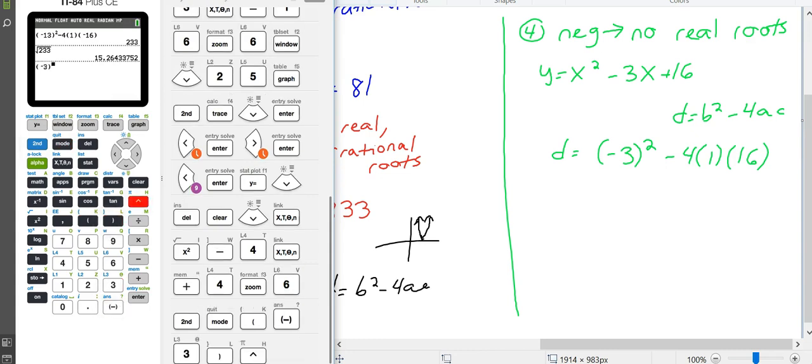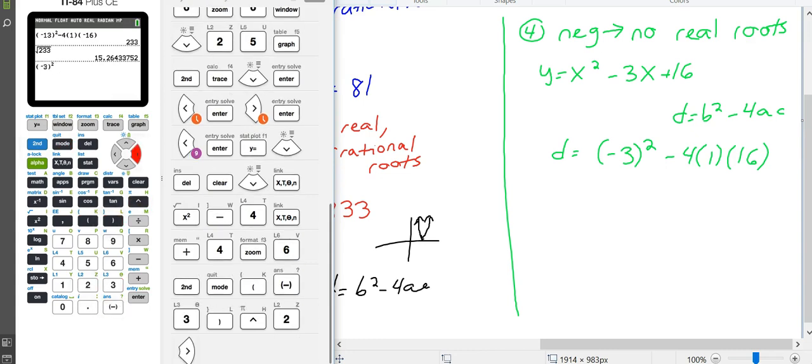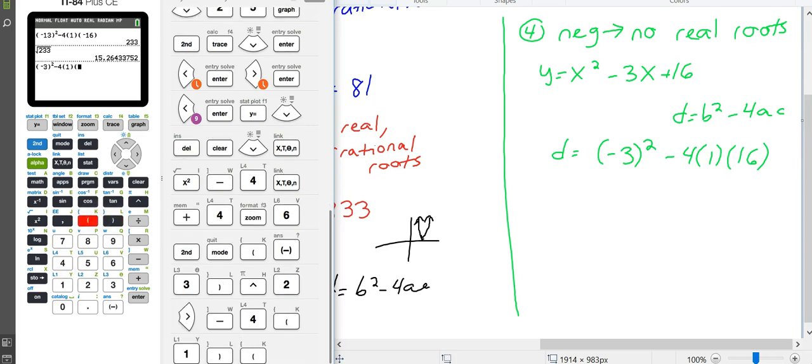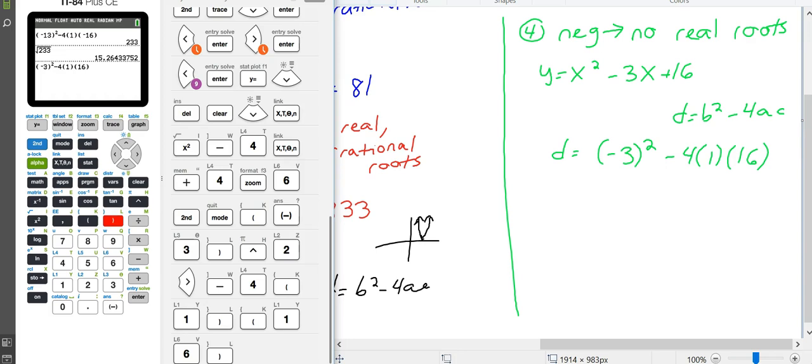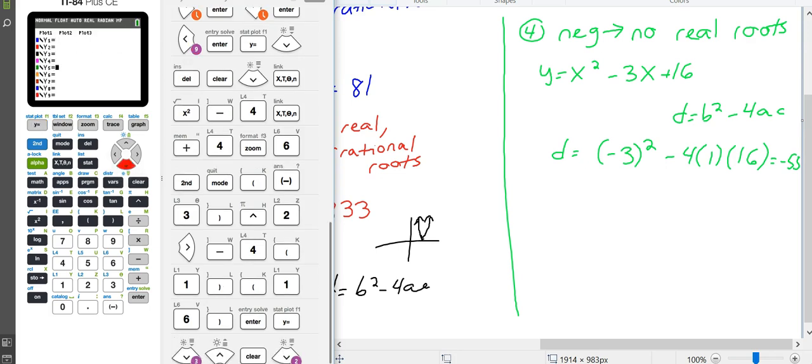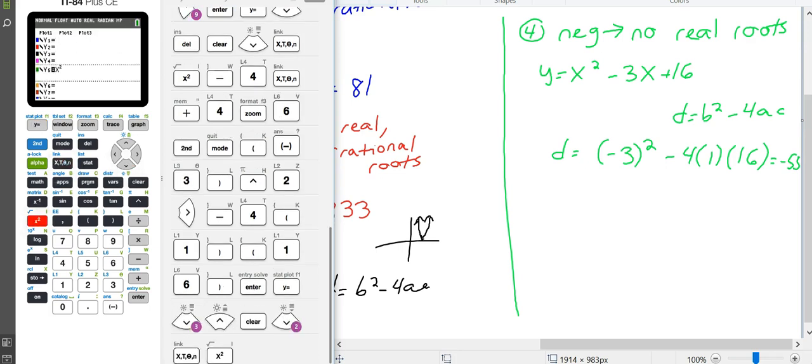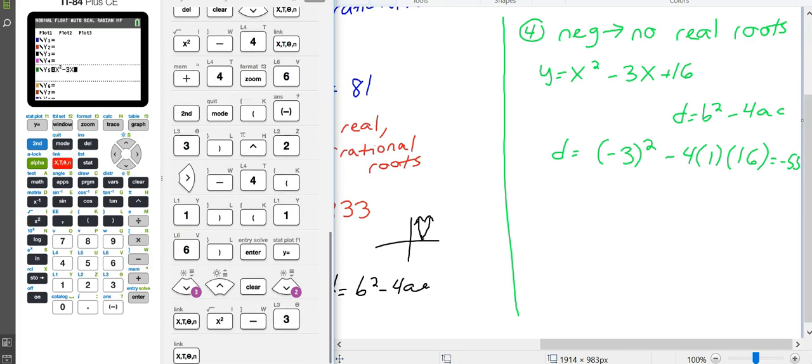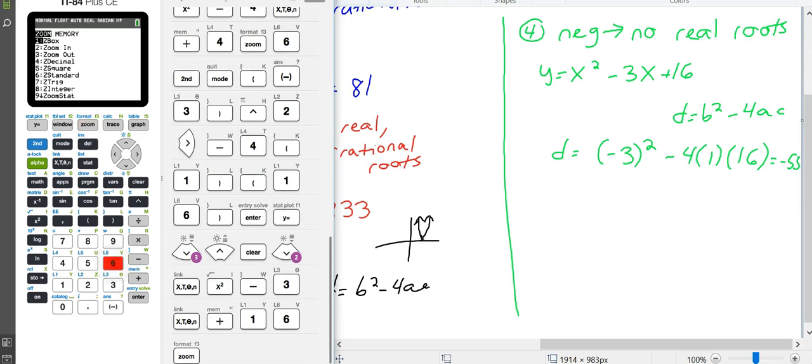Negative 3 squared minus 4 times 1 times 16, and that is negative 55. Since the discriminant is negative, this parabola will not cross the x-axis, and let's just look at that. Let's graph it. I'm going to graph it in y5 because I wrote in green. So this is x squared minus 3x plus 16, and we'll do zoom 6 for zoom standard.